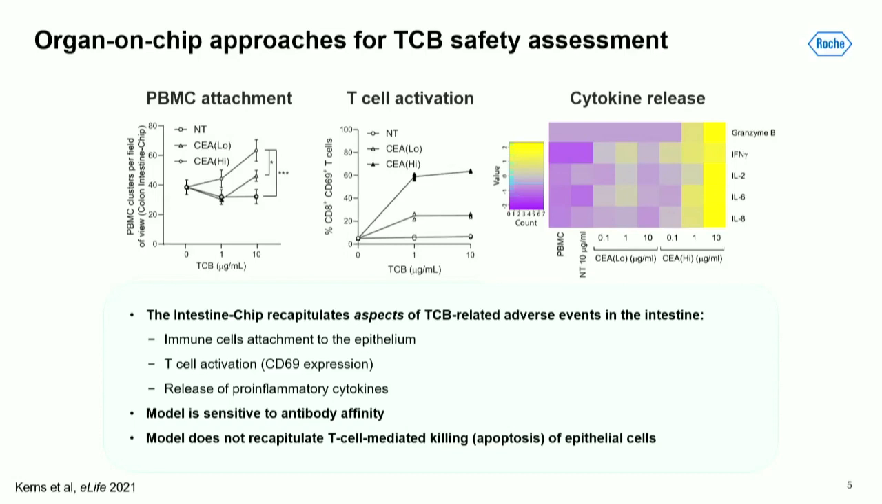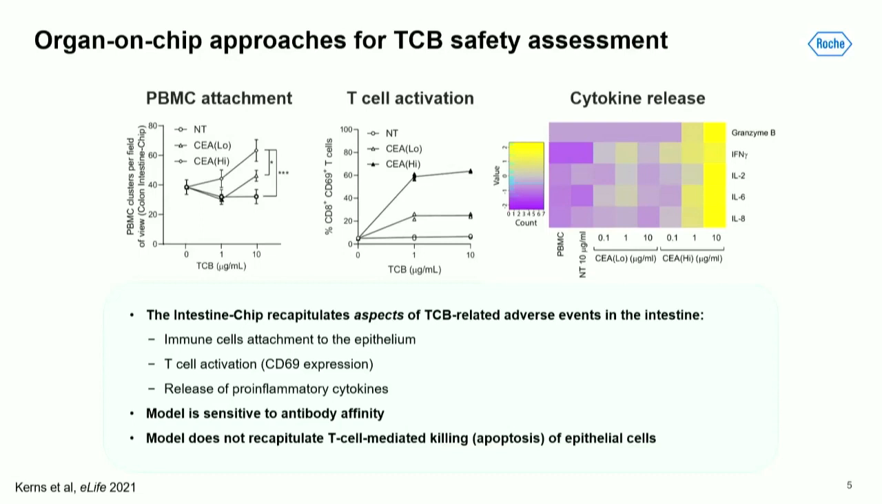So we think we have a pretty good assay for the prediction and investigation of intestinal toxicities of TCBs, but at the same time it had some limitations. First, we weren't able to recapitulate apoptosis in response to TCB, and this is the primary outcome that's associated with TCB targeting.